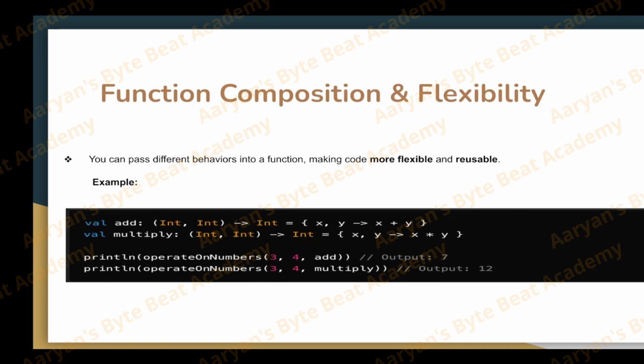So here is one example. You can see we are using that function operateOnNumbers that we saw in the previous slide, and we are passing the values 3 and 4, and we are passing a lambda there, that's add. And again we are using the same function operateOnNumbers, and we are passing the values 3 and 4, but this time we are passing a different lambda, for multiplication, and the output is different. We are getting 7, the result of addition, and we are getting 12, the result of multiplication. So we are getting reusability, and the code is more flexible by using higher order functions.